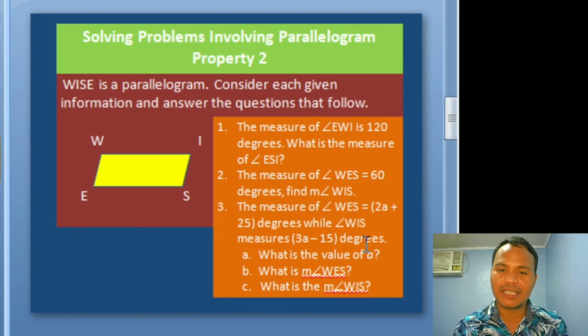So here are the questions. What is the value of A? Next is, what is the measure of angle WES? And also, what is the measure of angle WIS?